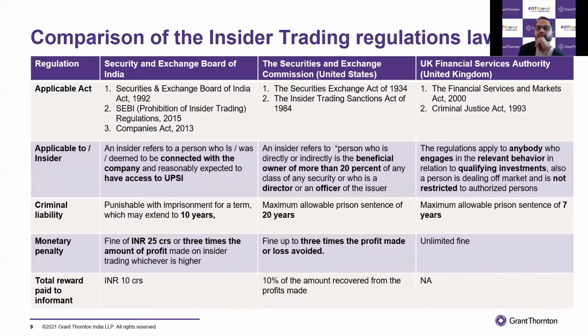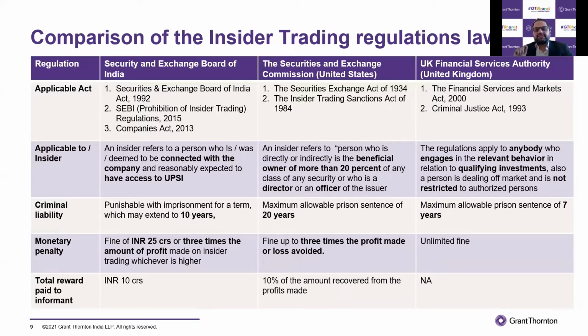This is where I was talking about the comparison between the Indian and the US and UK regimes. The three key differences are who is an insider, the criminal liability, the monetary liability, and the total reward paid to the whistleblower. Now, an insider, as per Indian regulations, as we just discussed, refers to a person who was or is deemed to be connected with the company and reasonably expected to have access to UPSI. So it's fairly qualitative in nature.